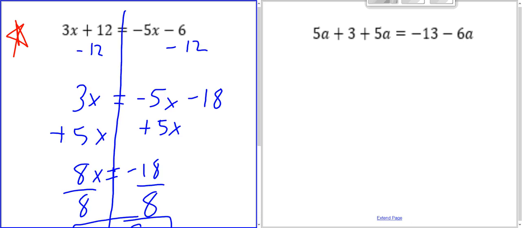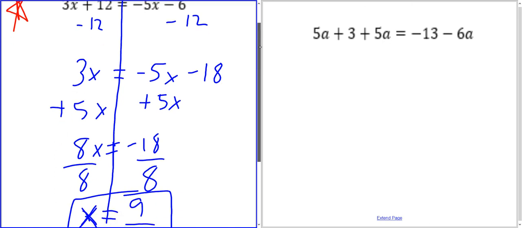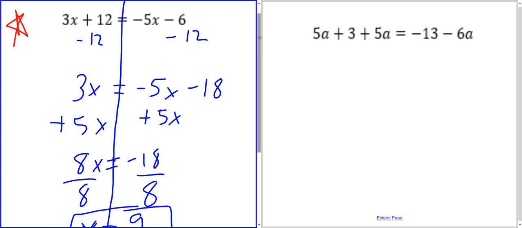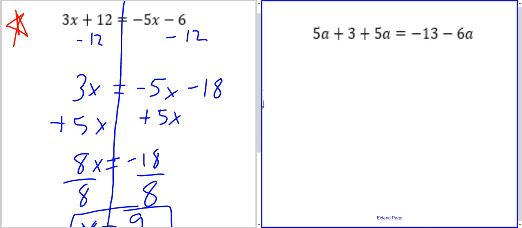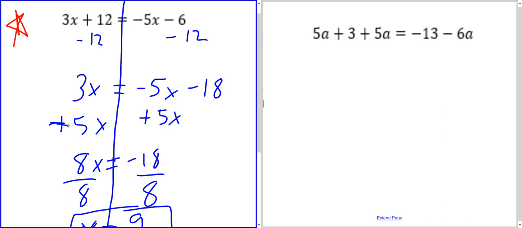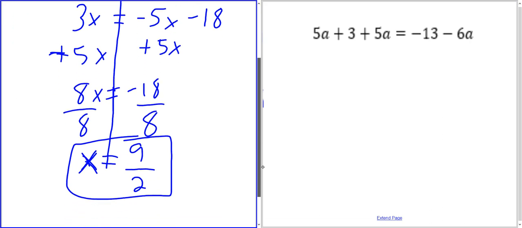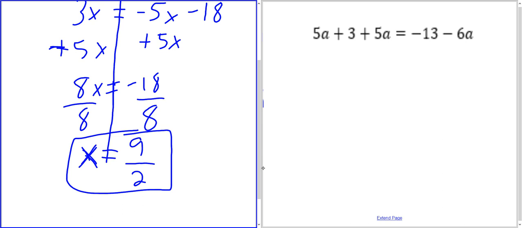Okay, so hopefully you paused it and had a chance to try it. So first subtract 12 from both sides. So you get 3x equals negative 5x minus 18. Then add 5x to both sides. So you get 8x equals negative 18. Divide both sides by 8. So you get x is 9/2.